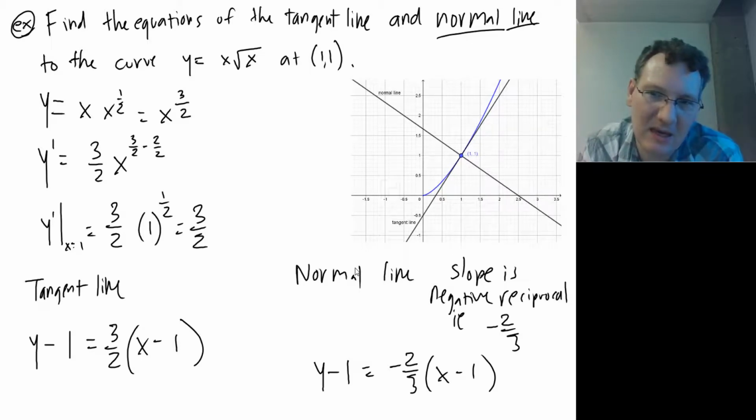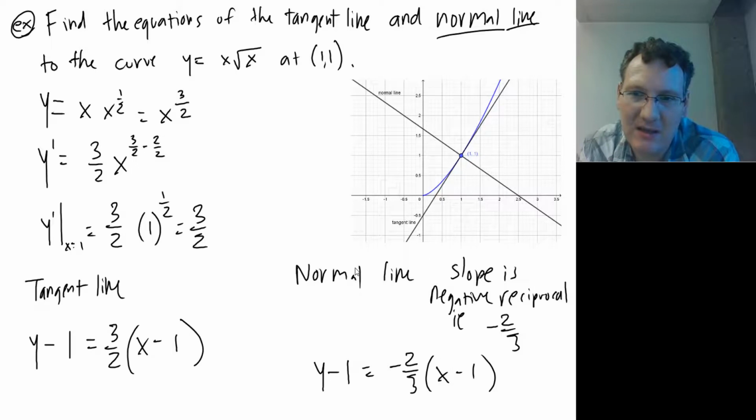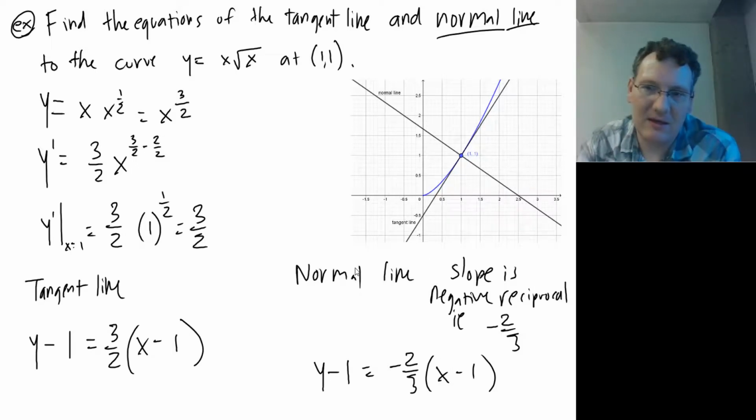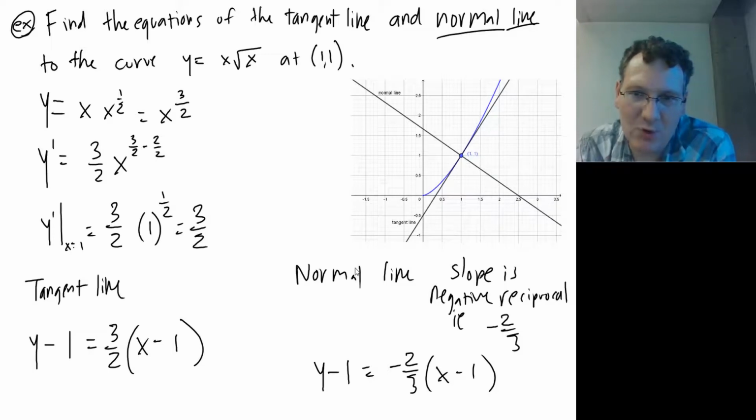You can see how they meet at a 90-degree angle, where the tangent line brushes up against the curve and then it goes off, and the normal line is meeting the curve at a 90-degree angle. All right.